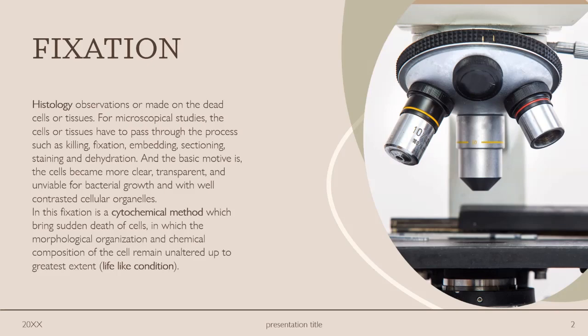So for the microscopical studies, the cells or tissues have to pass through the process such as killing, fixation, embedding, sectioning, staining, dehydration, and so on. And the basic motive is the cells become more clear, transparent, unviable for bacterial growth. So when I say unviable, we are making our specimen unsuitable for bacterial growth, and with well contrasted cellular organelles.